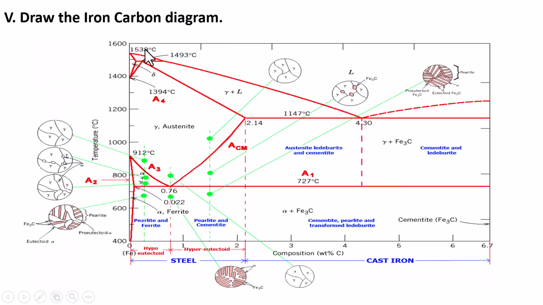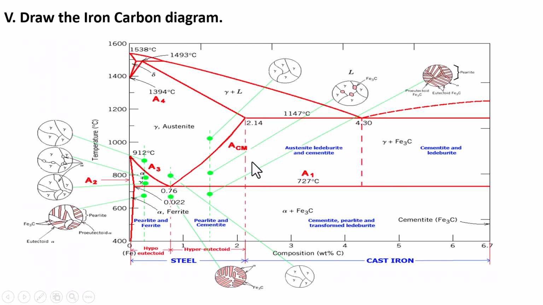Here is the melting point of pure iron, that is 1538 or 1539 degrees Celsius, and above that it is completely in the liquid state. We are taking carbon from nearly 0 to 6.67%. In this region it becomes completely iron carbide. We are not going for 100% carbon. At 6.7% it becomes completely iron carbide, so going further than 6.7 is not required.